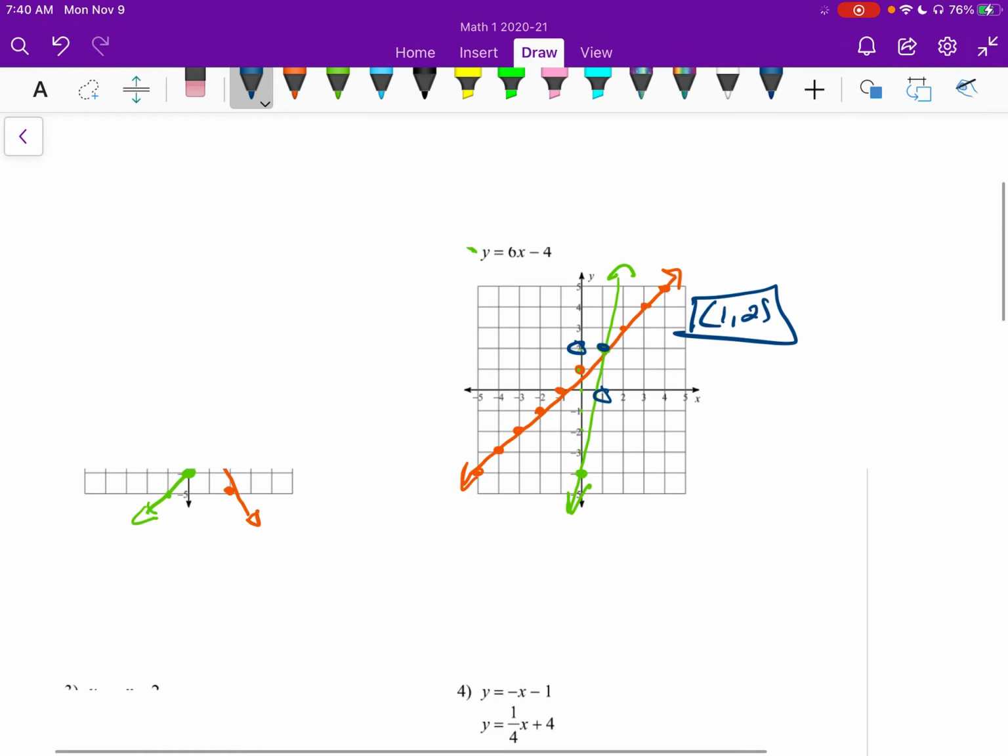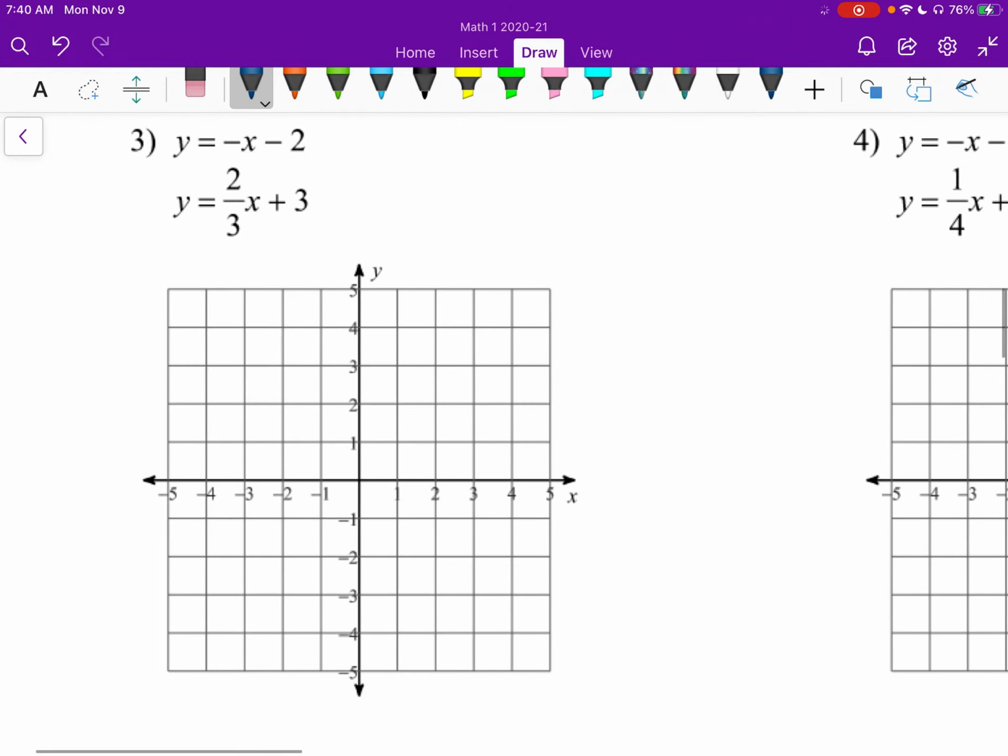All right. Number 3. My intercept is at -2. My slope is down 1 over 1. It's -1, really. So there's my line. For my other line, I have an intercept of 3. My slope is 2 over 3, so I could go up that way, but I'm going to need to try to go the other direction. I could go down 2 and left 3, and I hit that point.